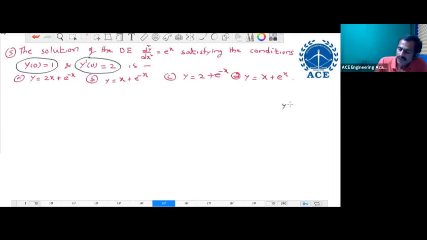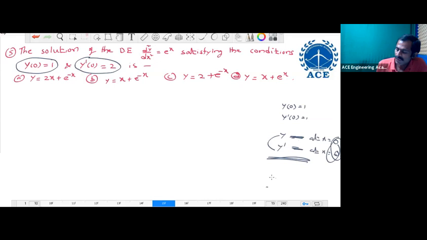Again here, y of 0 equal to 1, y dash of 0 equal to 1. That is, y and y dash are given at the same value of x. At x equal to 0, we are given y and y dash. Whenever y and y dash are given at the same value of x, then the conditions are initial conditions only.